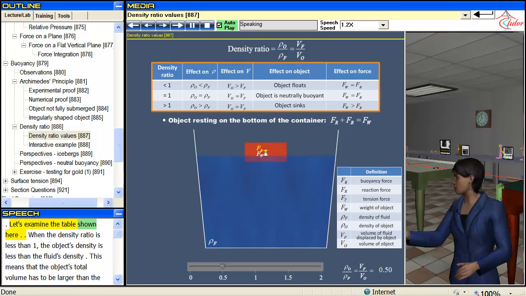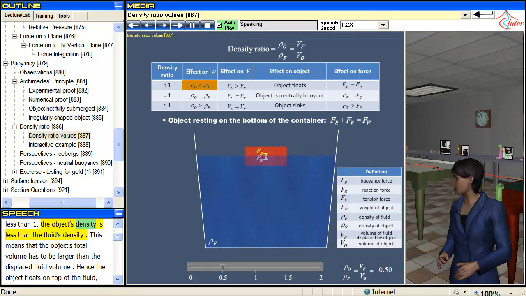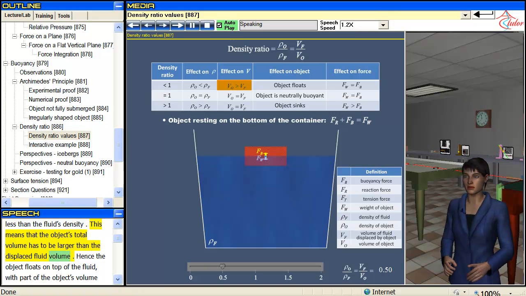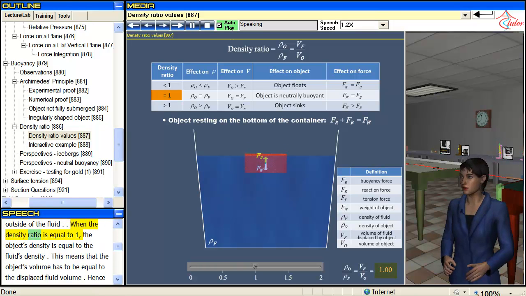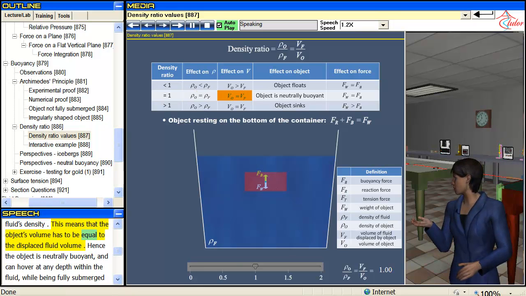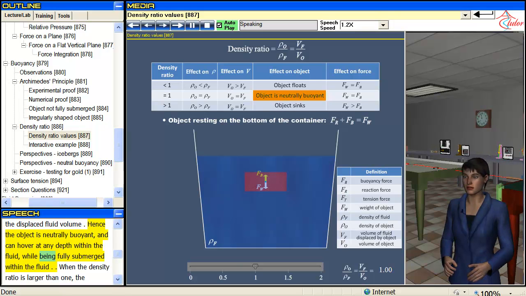Let's examine the table shown here. When the density ratio is less than 1, the object's density is less than the fluid's density. This means that the object's total volume has to be larger than the displaced fluid volume. Hence the object floats on top of the fluid, with part of the object's volume outside of the fluid. When the density ratio is equal to 1, the object's density is equal to the fluid's density. This means that the object's volume has to be equal to the displaced fluid volume. Hence the object is neutrally buoyant, and can hover at any depth within the fluid, while being fully submerged within the fluid.